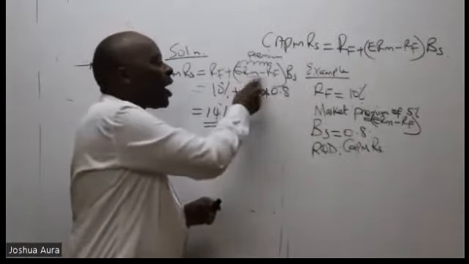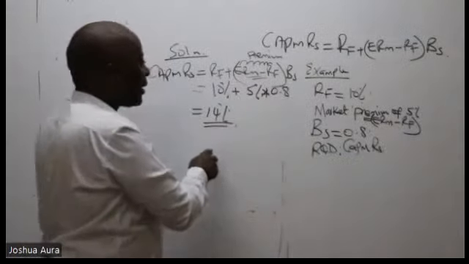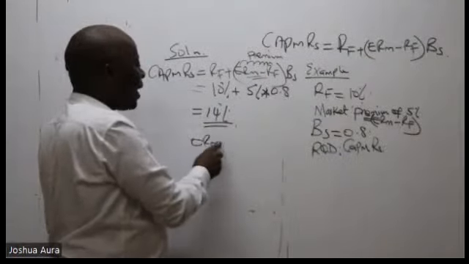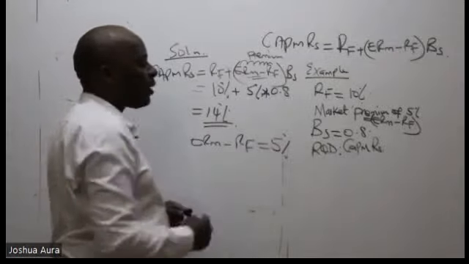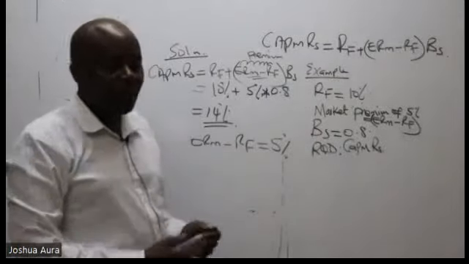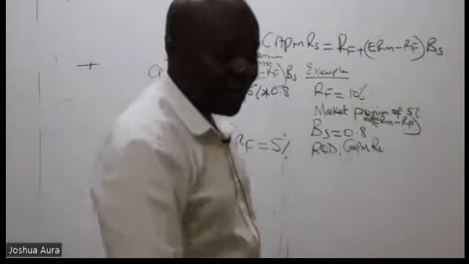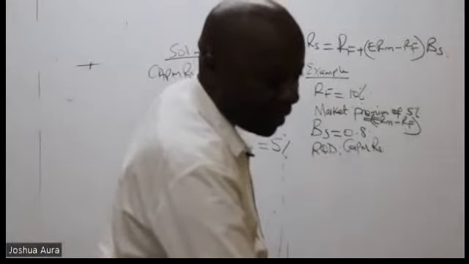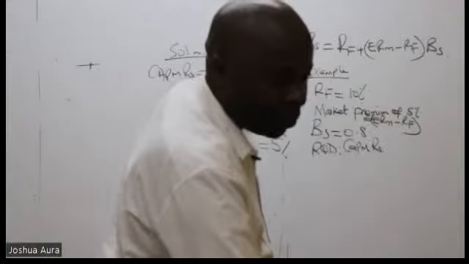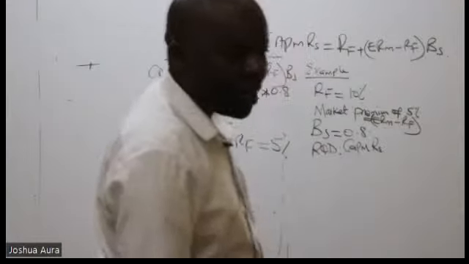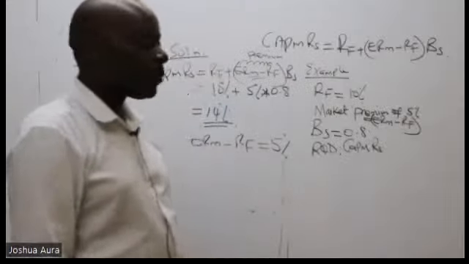So the most important thing is for us to remember that the risk premium or the market premium means that already they have subtracted. It means that ERM minus RF equals what here, somebody? Equals 5%. Already they have subtracted for us.